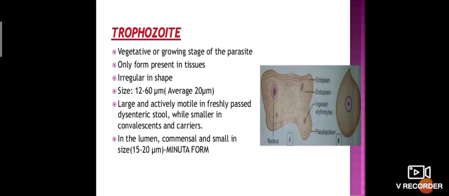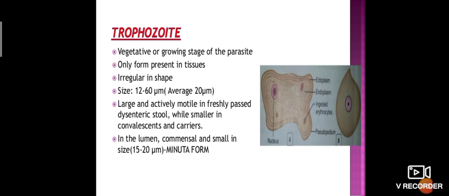So firstly I will discuss the trophozoite. It is the vegetative or growing stage of the parasite. It is the only form present in tissues. It is irregular in shape. The size ranges between 12 to 60 micrometer and average 20 micrometer. It is large and actively motile in freshly passed dysenteric stools, while smaller in convalescents and carriers.